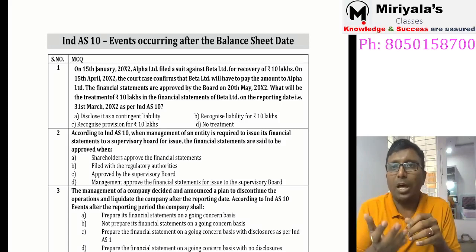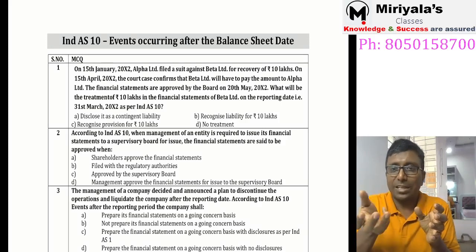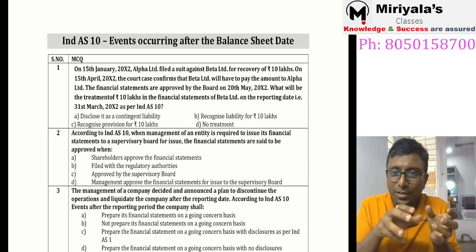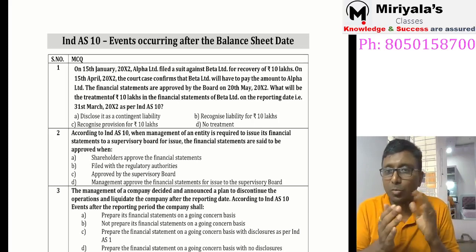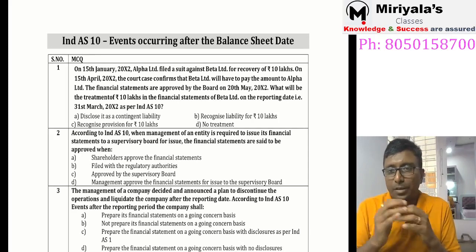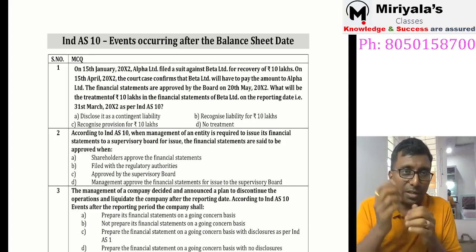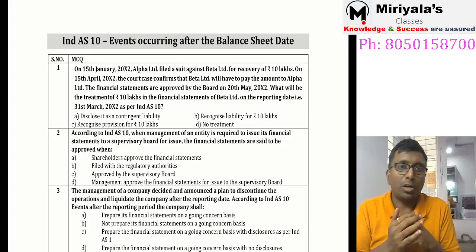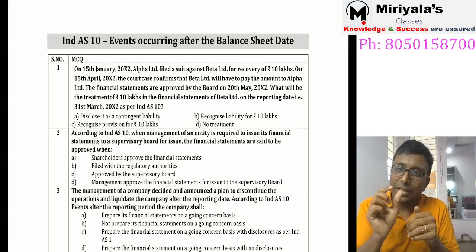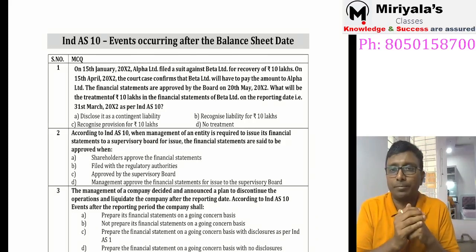With respect to law, if the law says you are supposed to follow this, then you have to follow that. It is not specifically mentioned in Ind AS 10, but it was there in accounting standard 4. And in Ind AS 10, what is the extra point? The date on which the board of directors approved the financial statements. That information is supposed to be given.